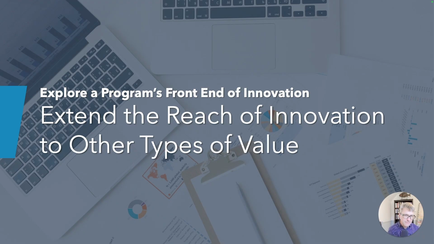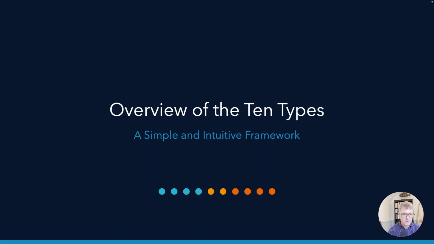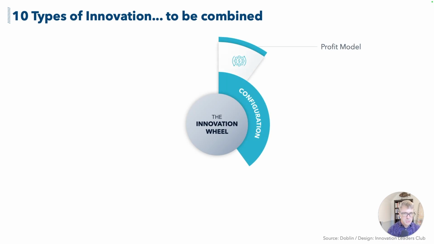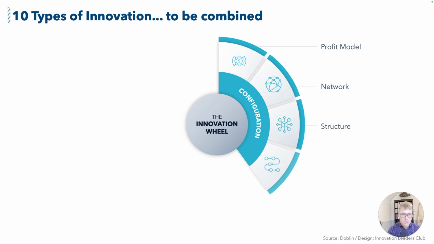So instead of only offering product performance, let's say a new product, how can we extend the innovation to other types of value offering? We're going to use the 10 types of innovation, which is a very intuitive framework coming from Doblin. Let's look at the innovation wheel. We have innovation types in the configuration: the profit model, the network, the structure and the process. No worry, I'll come back to those later in the video.